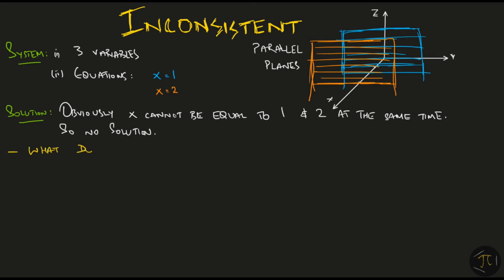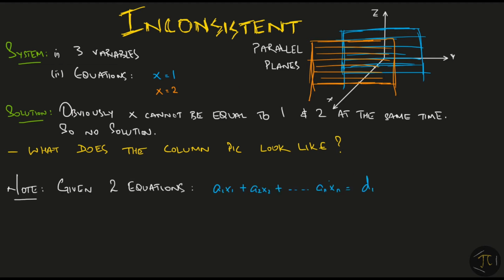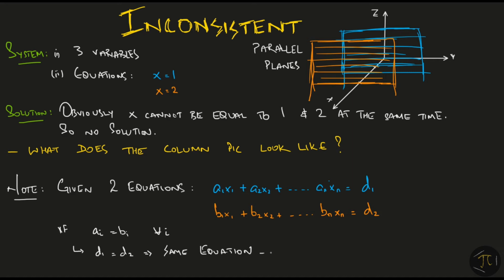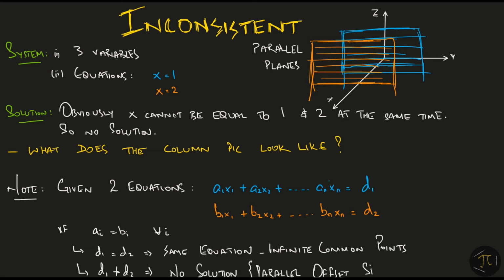Since these are parallel planes, they won't have any point in common. Now what does the column picture look like? That is something I would like you to think about. Here's the general result. Given two equations in n variables, if all the a_i's are equal to the b_i's and we have d1 equal to d2, then they represent the same equation, so they will have infinite common points. But if d1 is not equal to d2, no solution exists, as they would represent parallel offset spaces.